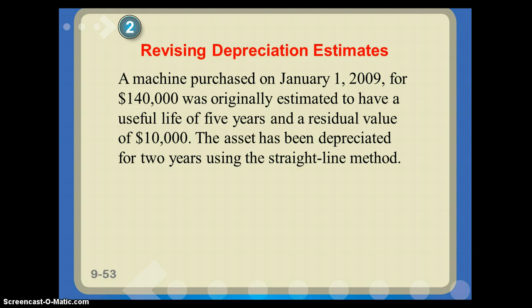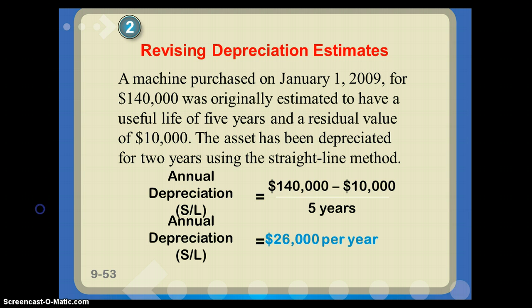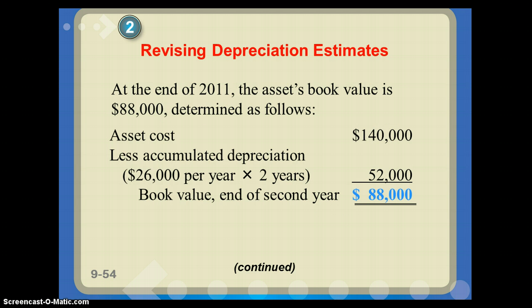So we have the $140,000 purchase price minus the residual value of $10,000, which gives us our depreciable cost of $130,000, and we're going to depreciate that over 5 years. When we take a look at that formula, we'll see that it's $26,000 per year. So we have been depreciating for 2 years, so it would be $52,000 already depreciated from the asset. So at the end of 2011, the asset's book value was $88,000. It'll tell you the asset cost of $140,000 minus the 2 years of depreciation. The value of that asset on our books is $88,000.